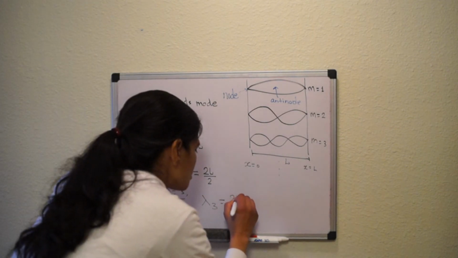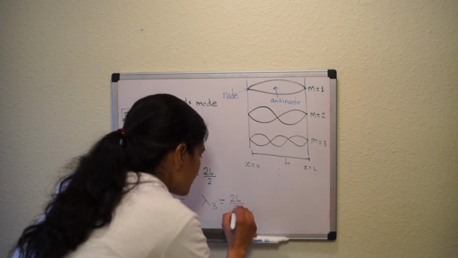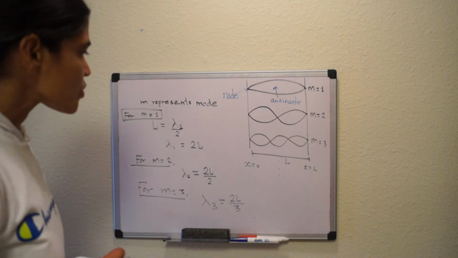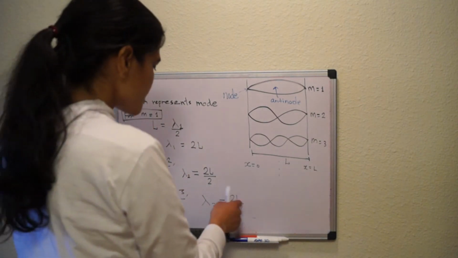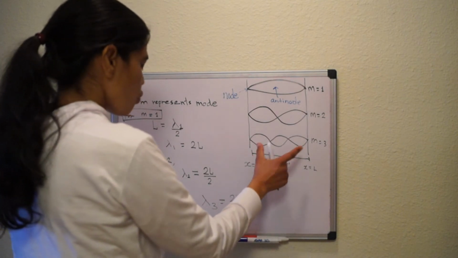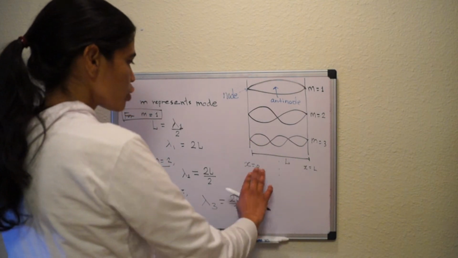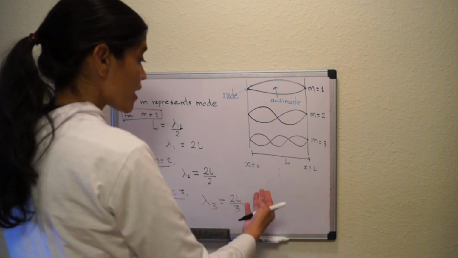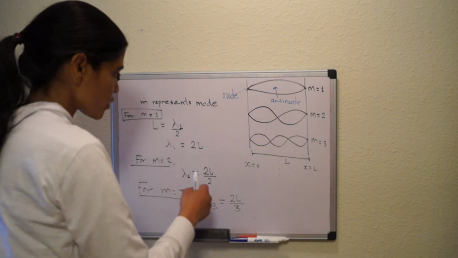Lambda 3 is 2L divided by 3. As you see here, lambda is just the wavelength, equal to twice the length of the string divided by the number of modes. Okay, that's what we have.